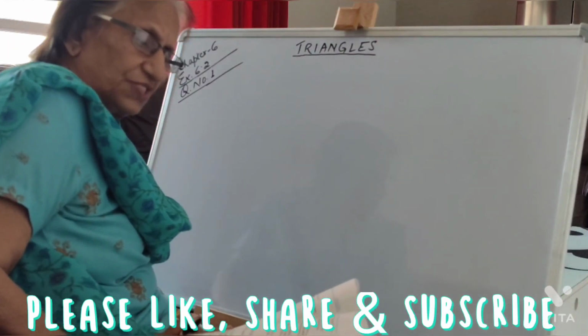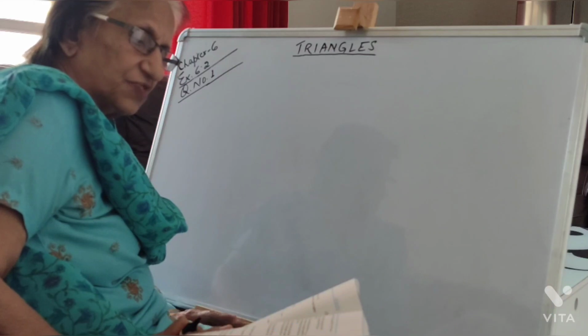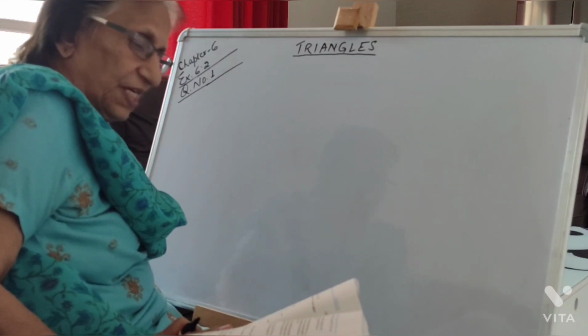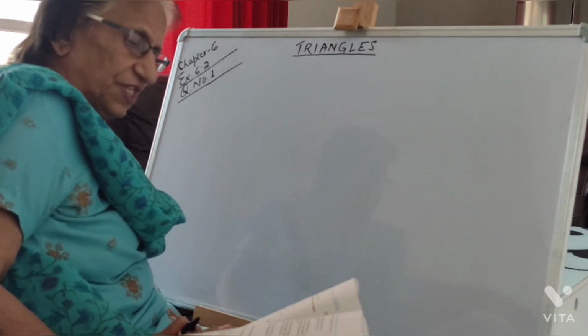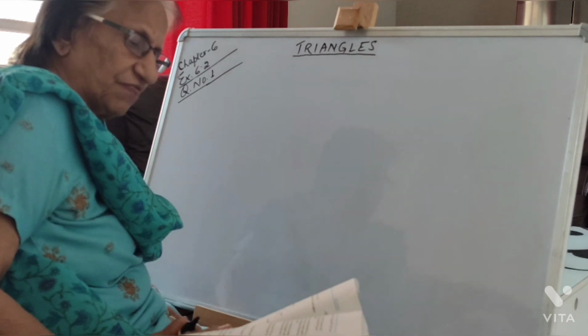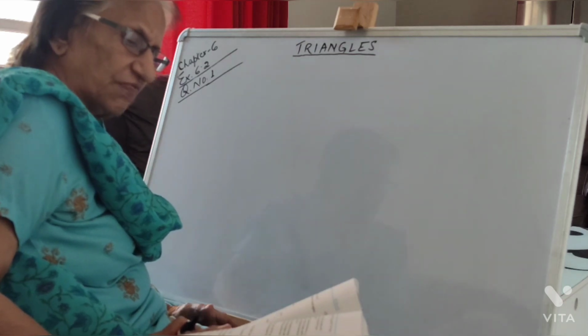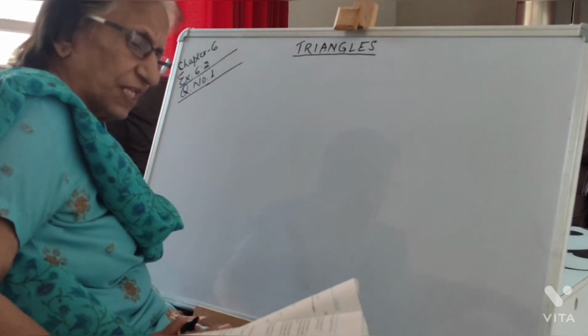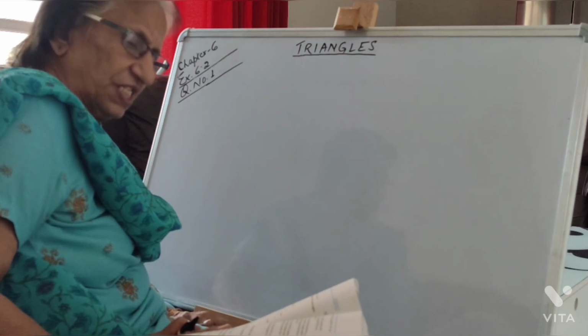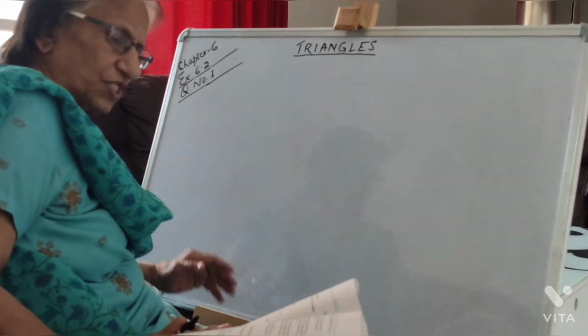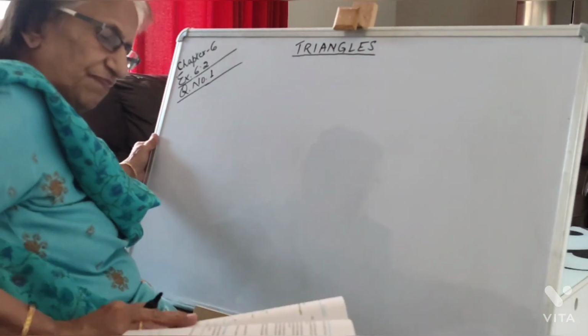So, dear students, let us do exercise 6.2 today. Question number 1 is, in figure 6.17, first part and second part, there are two parts of the first question. Figures are given in your book. DE is parallel to BC, you can very well see. DE is parallel to BC, so I will draw the first part first.